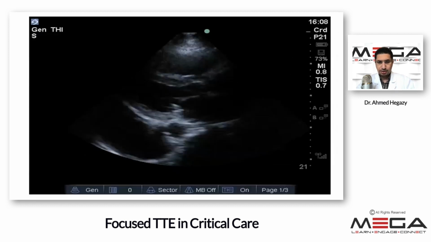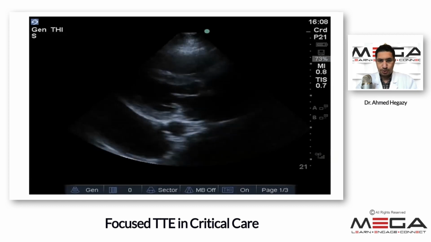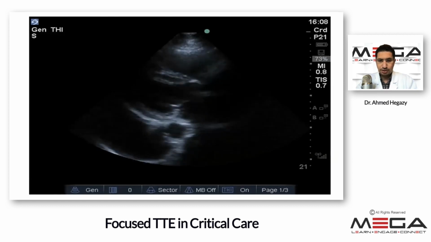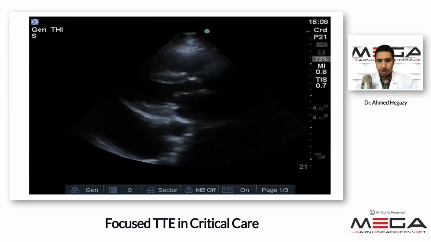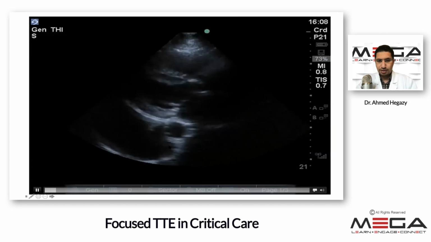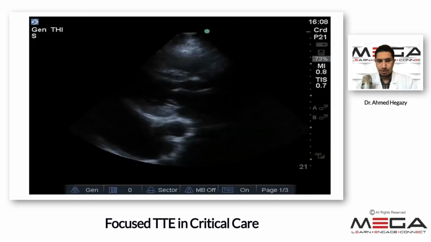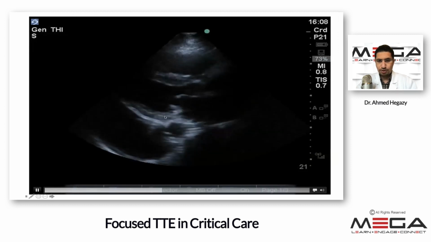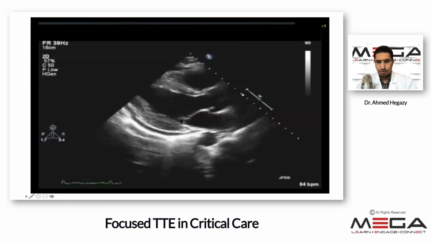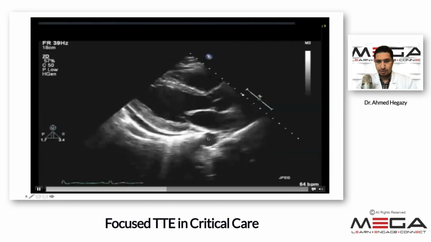And let's look at this view here. So this is a parasternal long axis, and we see a hypoechoic fluid collection in the far field, and we see the descending aorta. Where is the fluid tracking? It is tracking posterior to the descending aorta, so this is a left pleural effusion. It is not a pericardial effusion because if it were a pericardial effusion, it would have tracked anterior to the descending aorta. Here, on the other hand, we see a fluid collection that tracks anterior to the descending aorta.